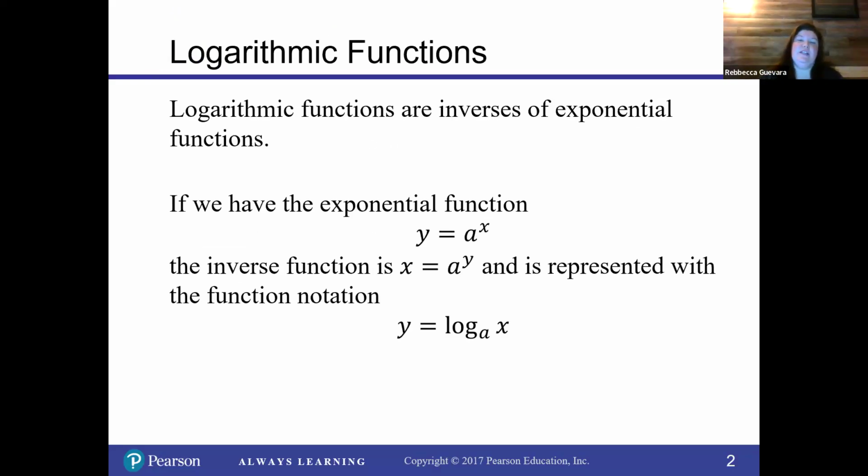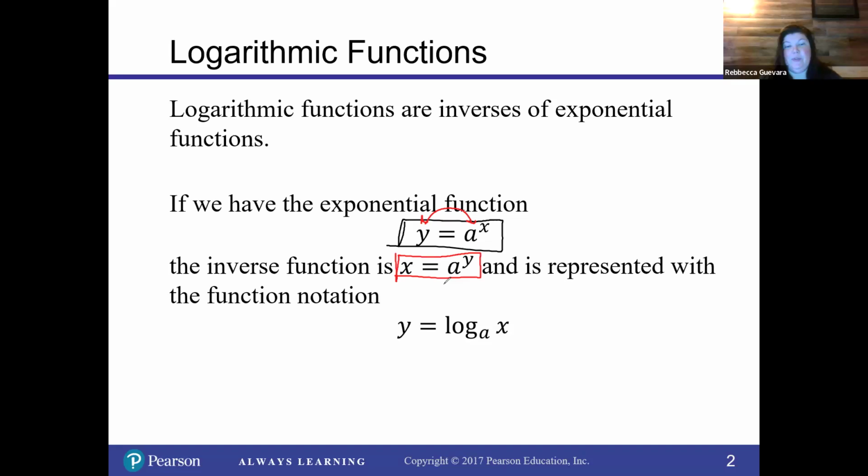So I said this before, but your logarithmic functions are going to be an inverse of your exponential functions, which is why we talked about inverses then exponential functions. So if we have an exponential function that is y equals a to the x, what we have is the inverse function. Remember, that's just changing that x and that y. So your inverse function of this is going to be x equals a to the y.